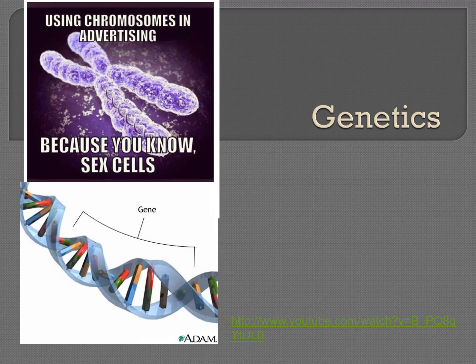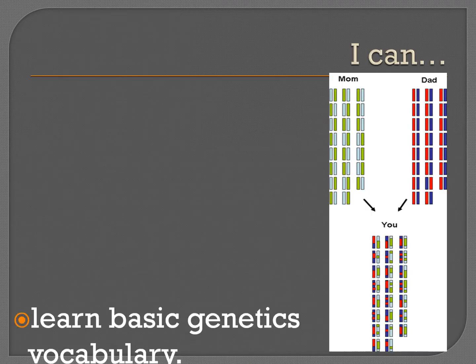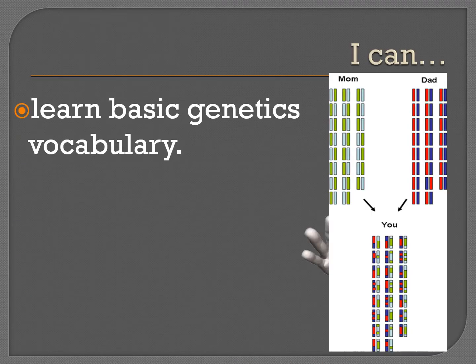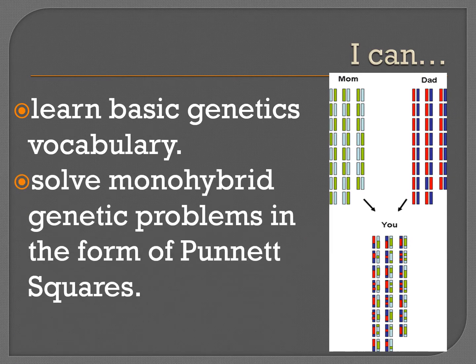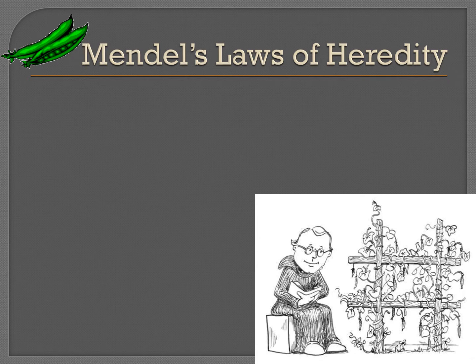All right, so we started our new unit. It's still genetics, but this time we're gonna talk about Punnett squares, pedigrees, and a little bit more mutations. So today we're gonna focus on just the vocabulary, and then Punnett squares. Mendel's law of heredity.